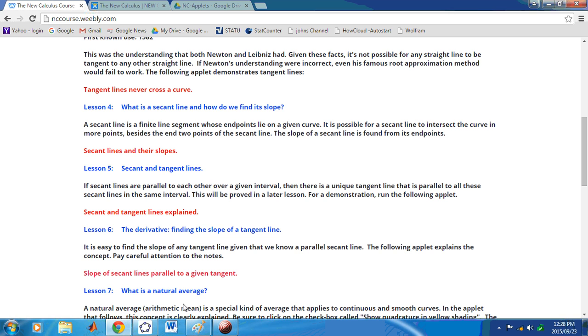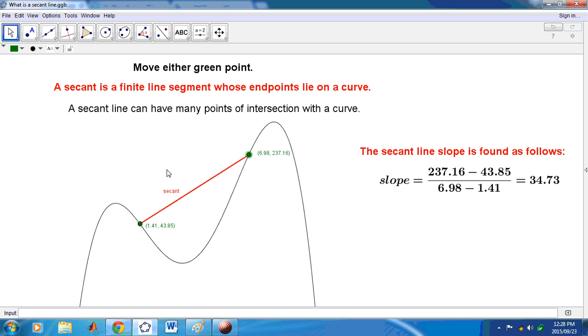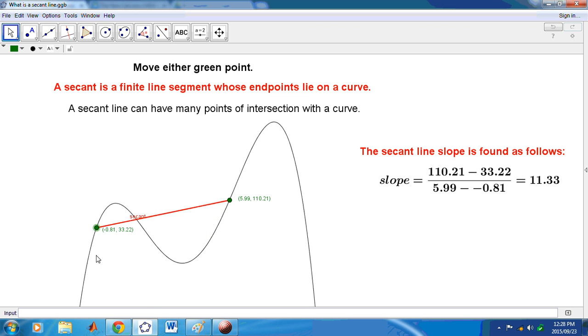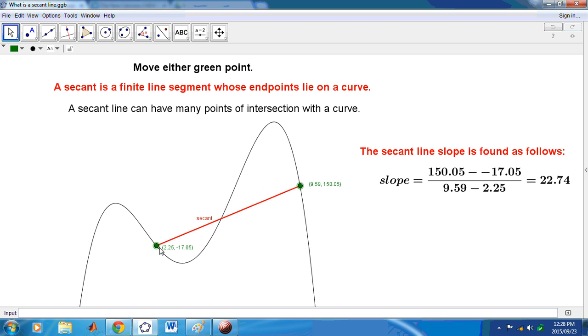Okay, so let's look at the applet again. So here is a demonstration of secants. This particular secant has a gradient of 35.38, tangent ratio. That one has 34.05. This one here has 14.5. This one here has 29.4. So really, a secant is basically a finite line that intersects a curve in 2 points.